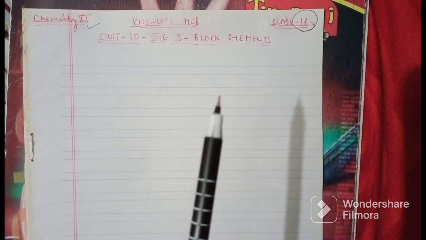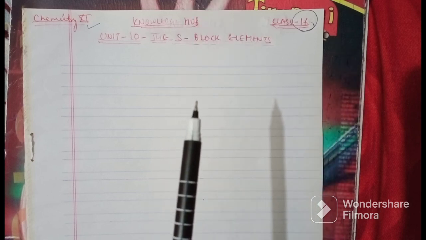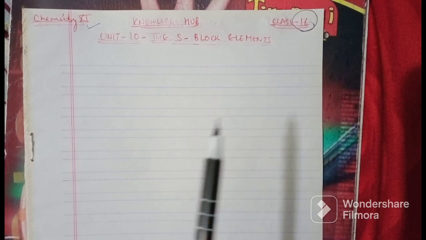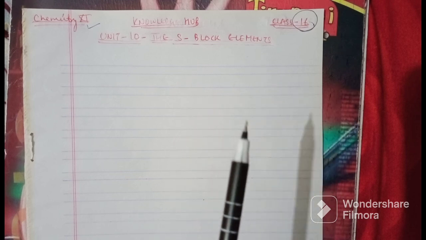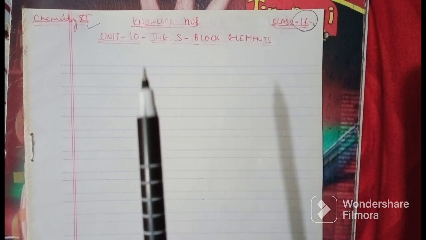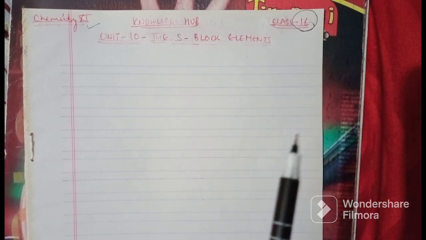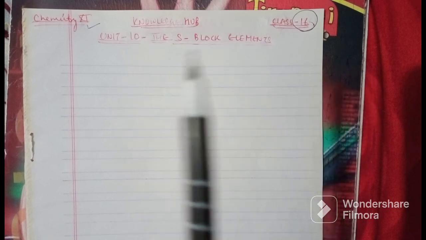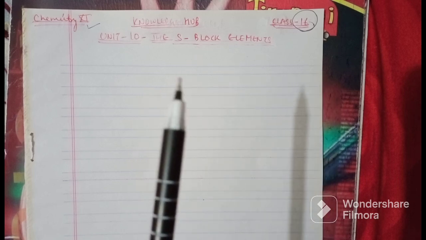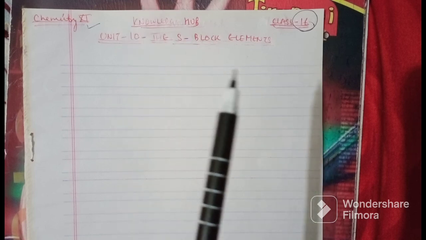Group 1 of the periodic table consists of the elements lithium, sodium, potassium, rubidium, cesium and francium. They are collectively known as alkali metals. They are so called because they form hydroxides on reaction with water, which are strongly alkaline in nature. The elements of group 2 include beryllium, magnesium, calcium, strontium, barium and radium. These elements, with the exception of beryllium, are commonly known as alkaline earth metals.